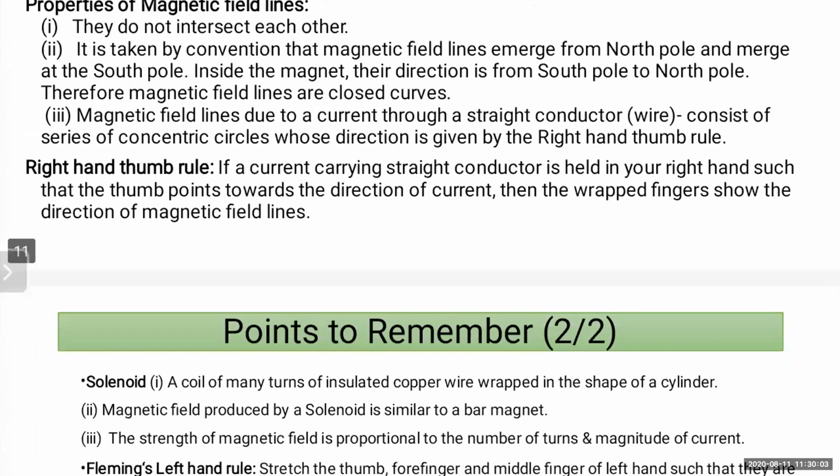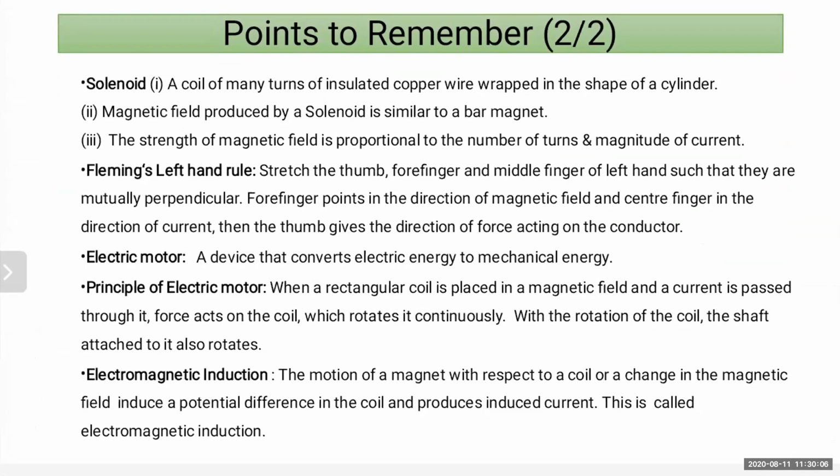Next point: what is a solenoid? A solenoid is nothing but an insulated copper wire having a number of turns, a number of loops. This creates the magnetic field. The strength of the magnetic field always depends on the current. When the current increases, the intensity of the magnetic field also increases. The magnetic field is inside the solenoid.